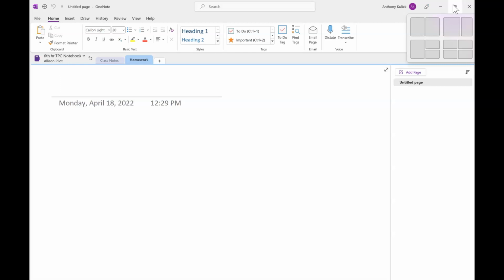What we're going to do is take a picture of our assignment. We're going to email it to ourselves, and then we're going to insert that image into OneNote. Okay?